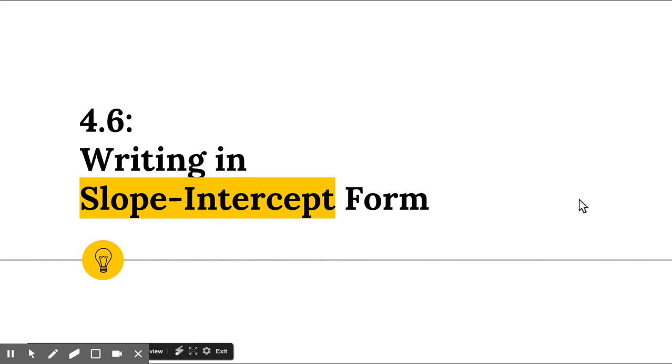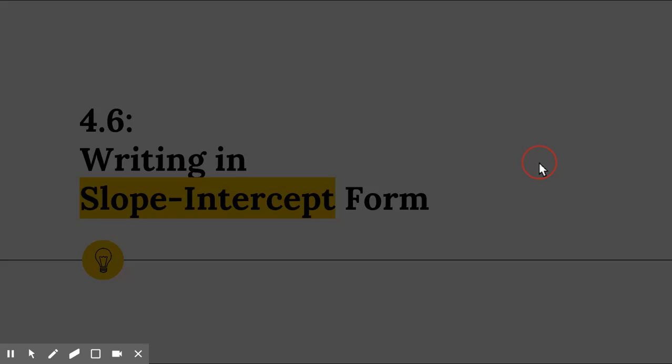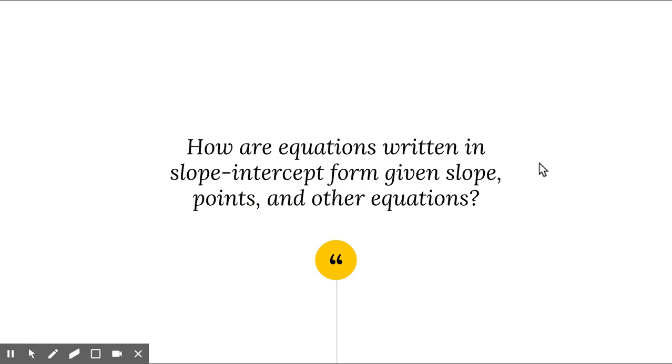Hi everyone, in this video we're going to be going over writing in slope-intercept form. Our essential question for today is, how are equations written in slope-intercept form given the slope, points, and other equations?